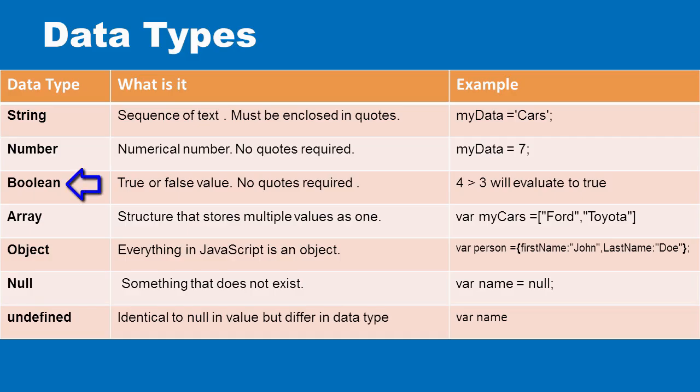The next data type I want to mention is called a Boolean. A Boolean basically represents two values. One can be true, the other can be false. And when you're using Boolean values, no quotes are required.